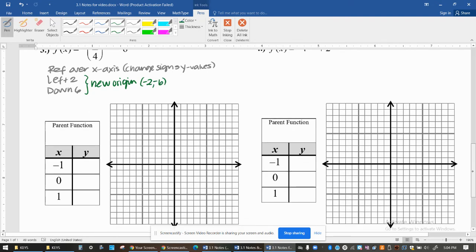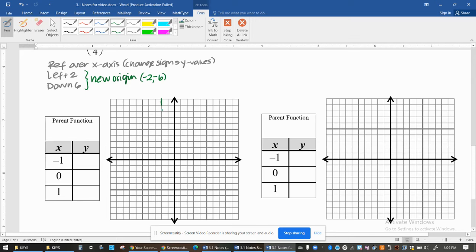So I'm going to move the x-axis left 2 and the y-axis down 6. So that -2, -6 is my new origin. Feel free to use a highlighter if you want for the new place of the origin, or the x-axis and y-axis.